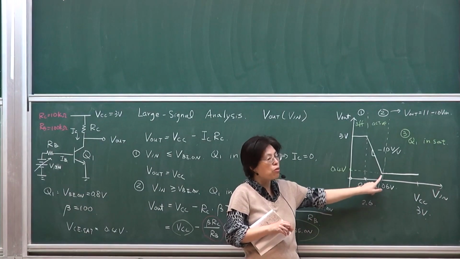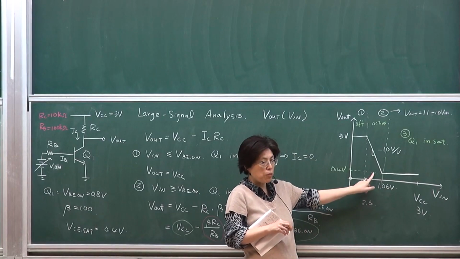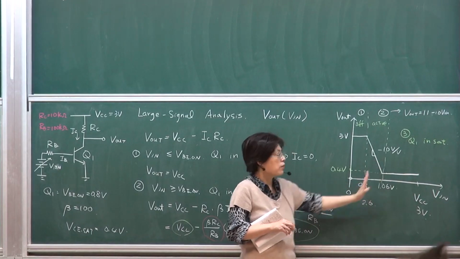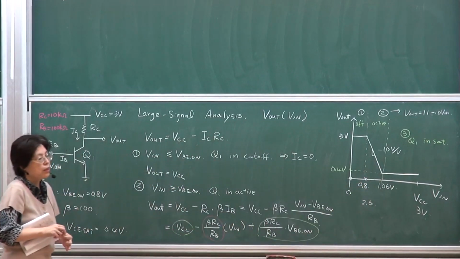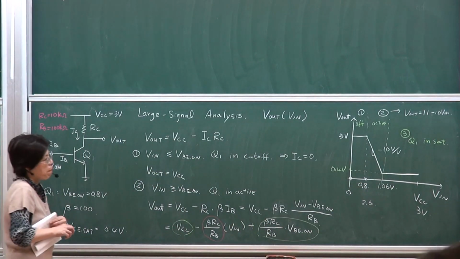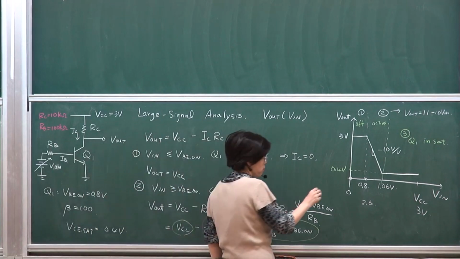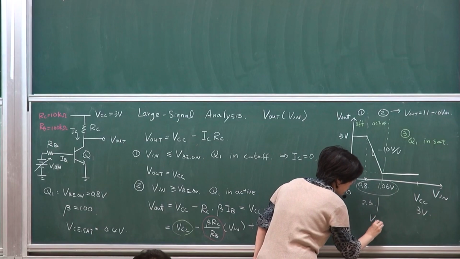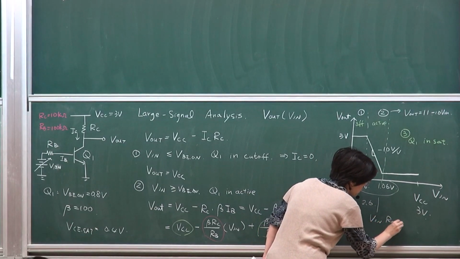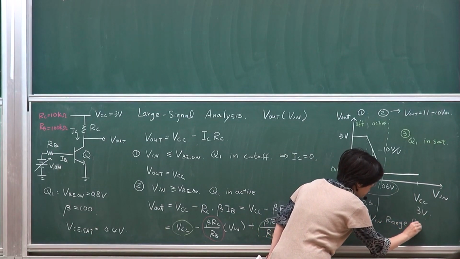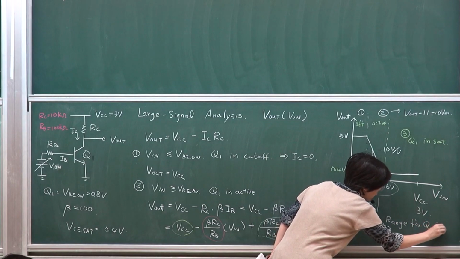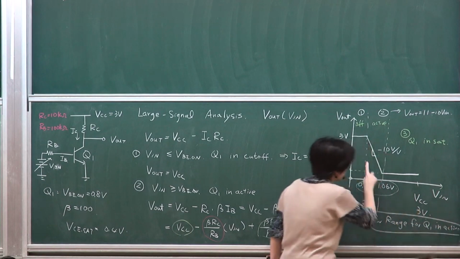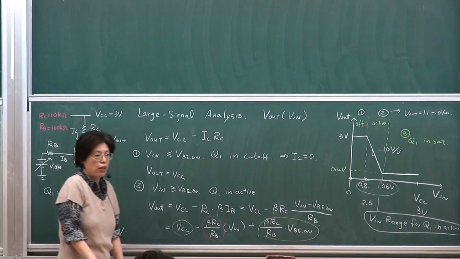So this is the room where you could place your input level, input biasing level or swing level. This is called the input range, input voltage range, for Q in active. So you want to make sure that this is the actual amplification range.